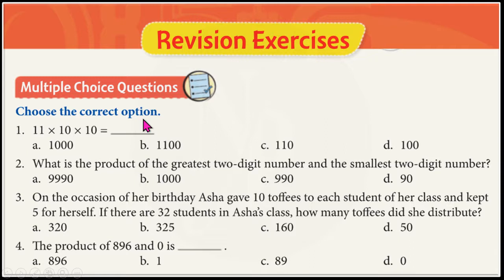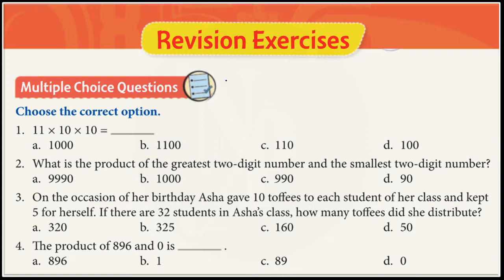Choose the correct option. Question number 1: 11 into 10 into 10 is equal to dash. Here we should find the product of 11, 10 and 10. We know that when you multiply 10 by 10, we get 100 as the product. So now, what do we get on multiplying 11 by 100?